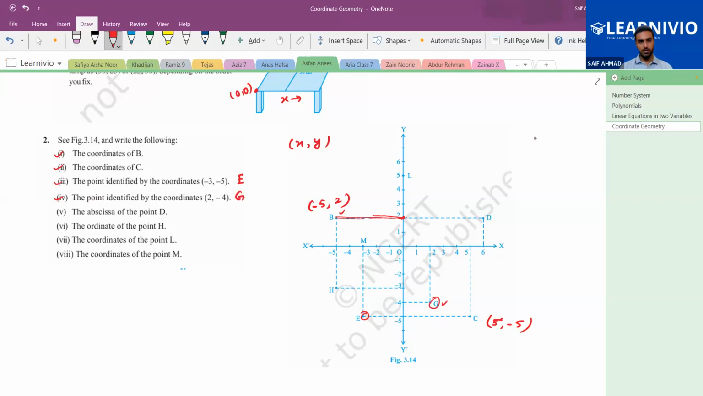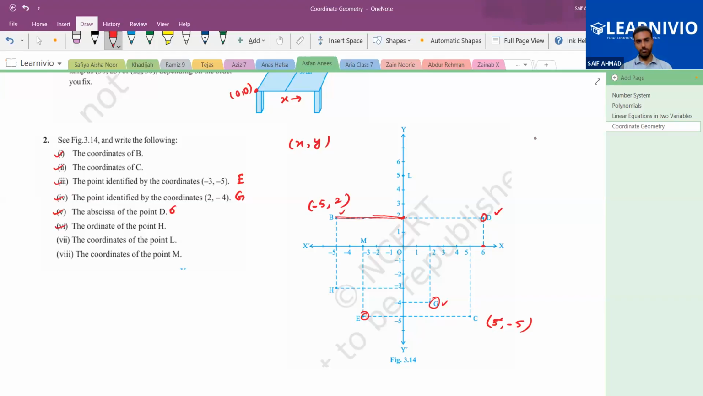Tell me, Sakshi, the abscissa of the point D. Abscissa is the X-axis coordinate. Where is D? D is here, and the reading on the X-axis is 6. So the abscissa of the point D is 6.